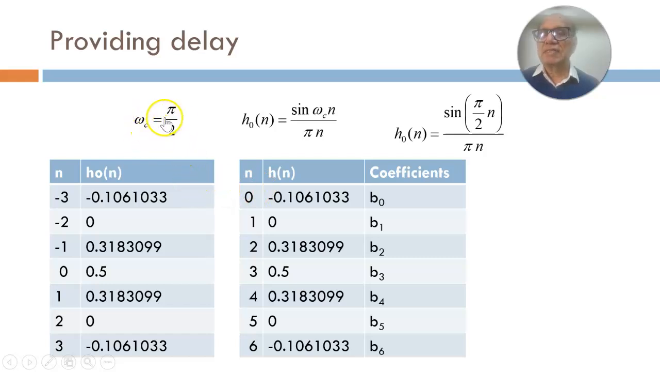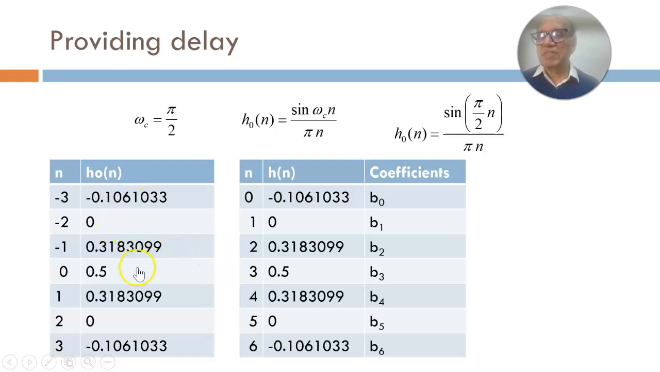So again, we are showing the example for cutoff frequency equal to pi by 2. So these are the equations which we have already studied, and these are the values for h0(n). Since this cannot be realized in practice, what you do is shift the whole thing by, say in this case, 3 units. So what is at minus 3, you get the same value at n equal to 0. So at n equal to minus 3, this is minus 0.106, etc. So here the same value is obtained at n equal to 0, because this is going to be a causal filter. So everything shifts to the right.